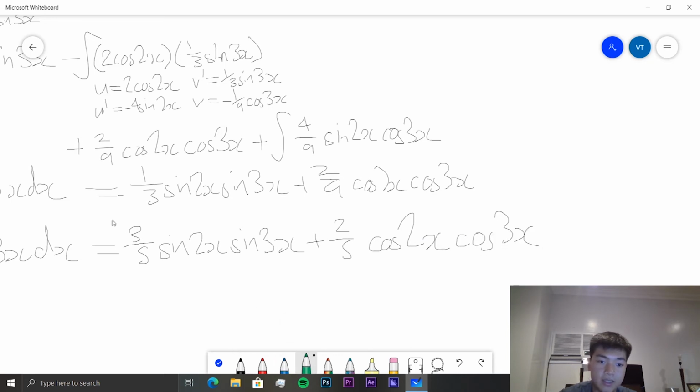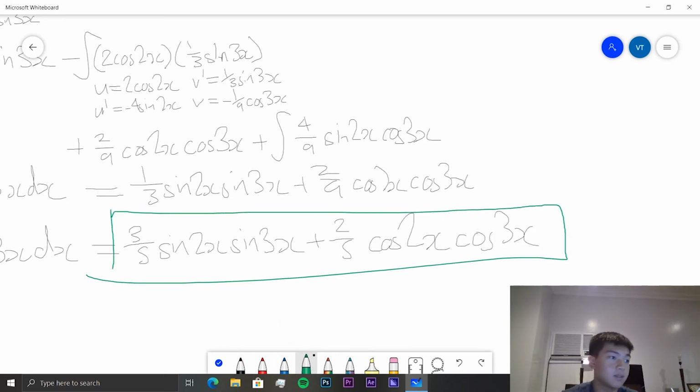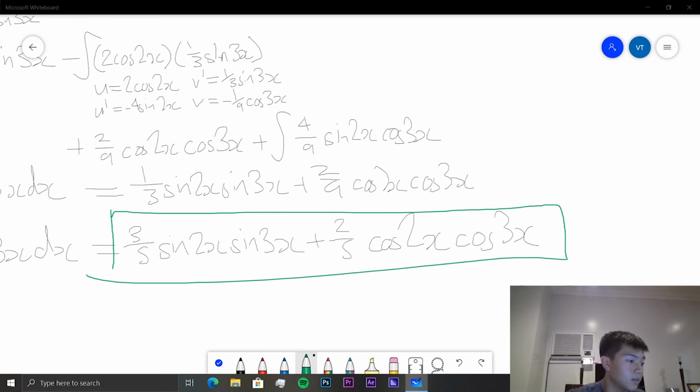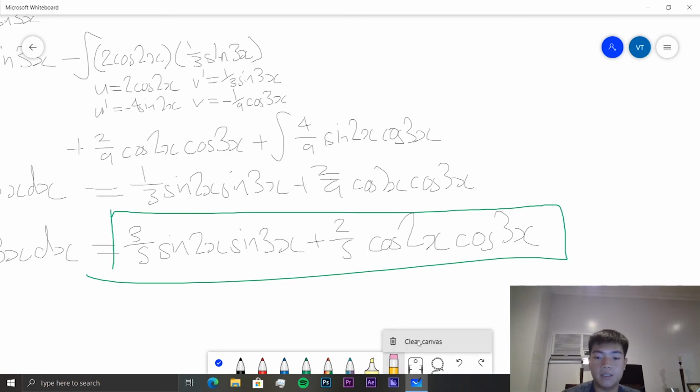So that is cyclic integration by parts. Yep, that looks good. Okay, on to the final question.